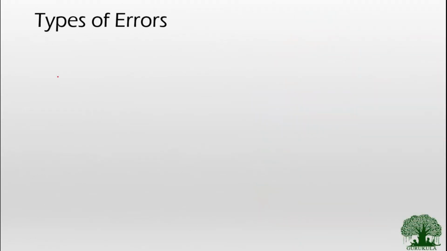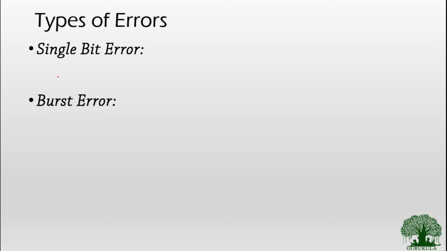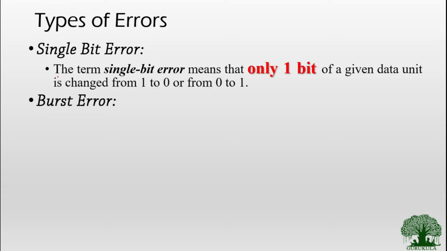Now we will see the types of errors that are available. Before selecting which type of error detection code or error correction code to implement on the system, it is very important to understand the types of errors that can occur in transmission. There are broadly two types of errors, and the first one is the single bit error. Single bit error means that it affects only one bit of the given data, which means either 1 is converted to 0 or 0 is converted to 1. That error is what we call a single bit error.